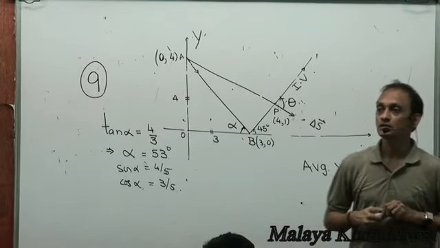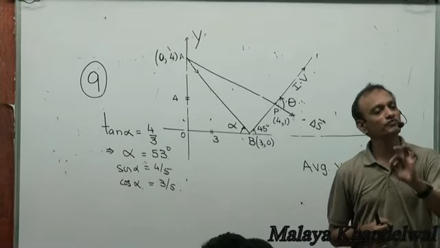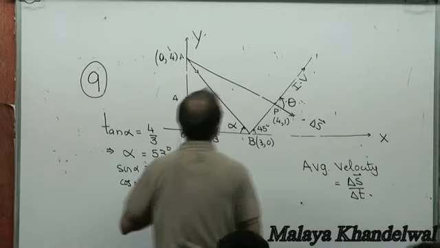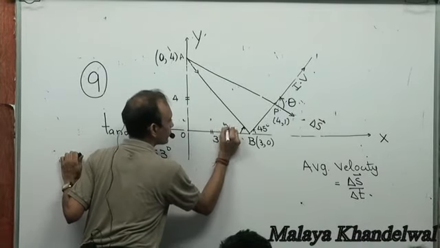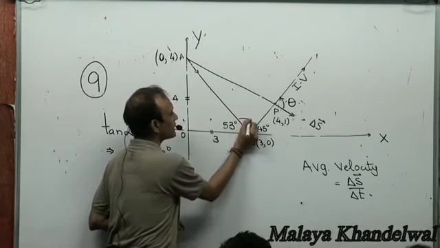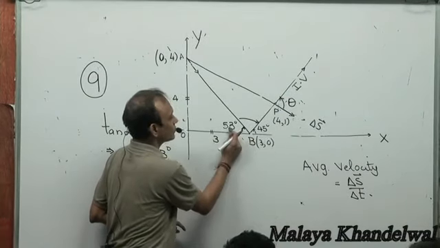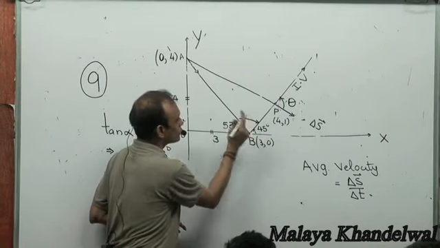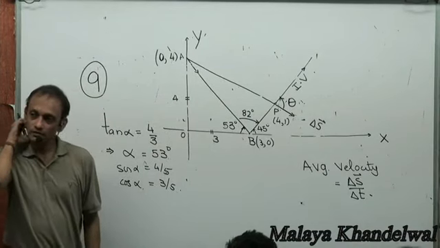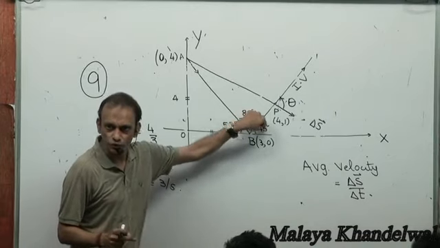Tan alpha is 4 by 3, alpha is 53 degrees. From now on, this 53 degree angle is a standard angle. Okay? So this we know is 53 degrees. Now, evidently, this plus this is 98. Yes or no? So this must be 82 degrees. Clear? 180 minus 98, so that makes it 82 degrees.